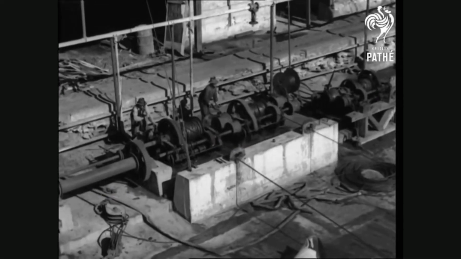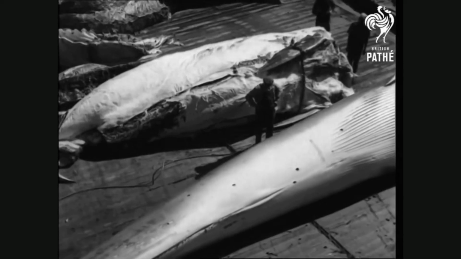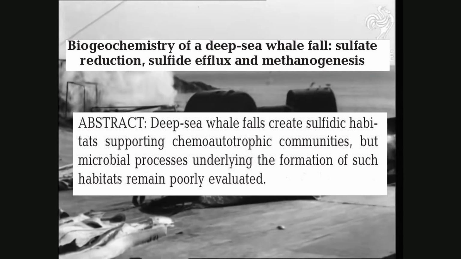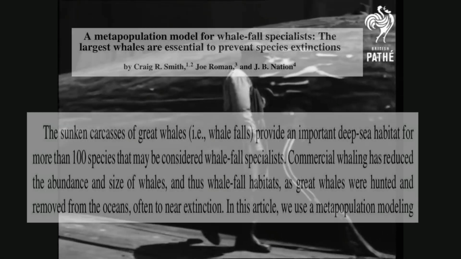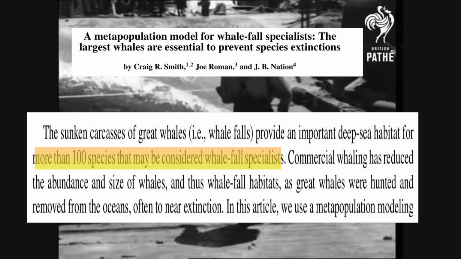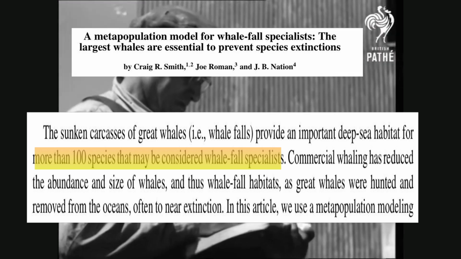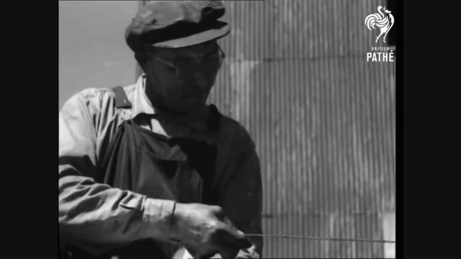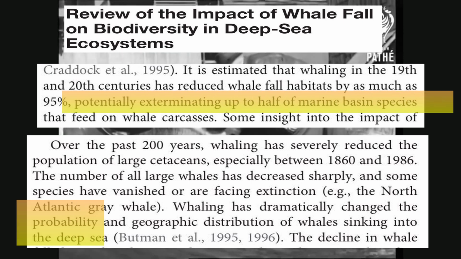Deep-sea whale falls create sulfidic habitats supporting chemoautotrophic communities, but the microbial processes underlying the formation of such habitats are poorly researched. Because whale falls harbour specialised fauna and may provide dispersal stepping stones for some deep-sea sulfophiles, species extinctions and reduced species diversity in deep-sea ecosystems has likely been caused by whaling altering the geographic distribution of whale falls on the deep-sea floor.